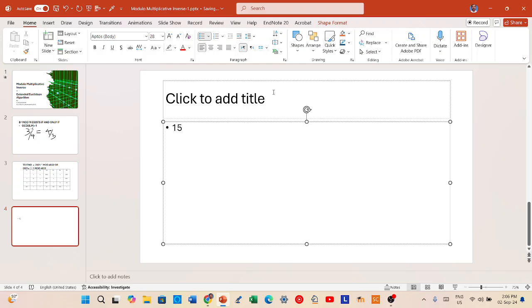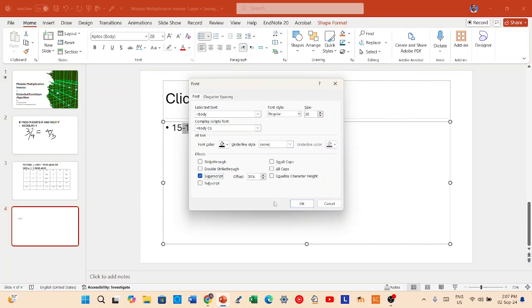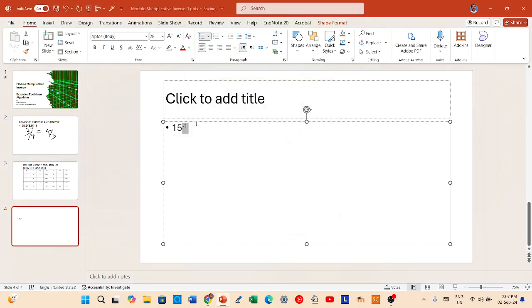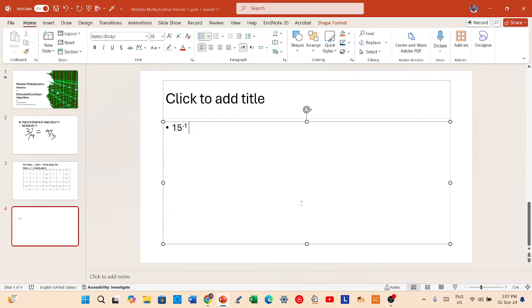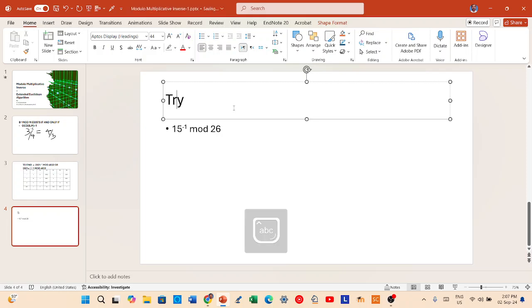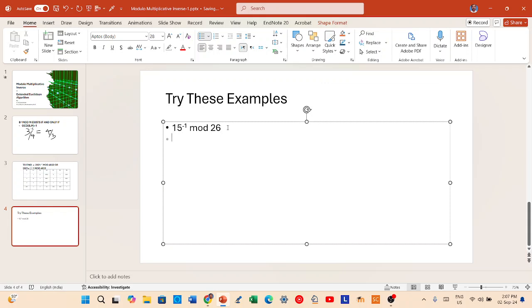15 inverse mod 26. Try this example. It's in the form B inverse mod M. For B inverse mod M to exist, the GCD of B comma M should be equal to 1, right? So just check that also.